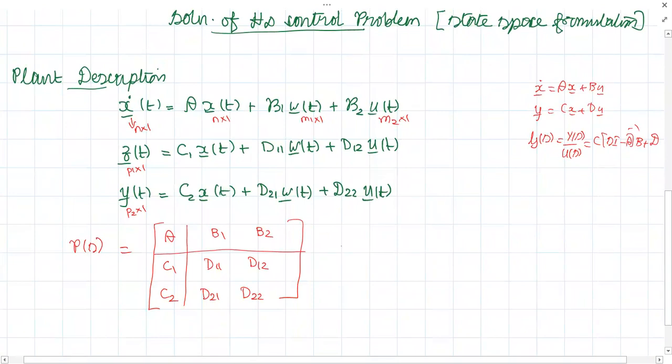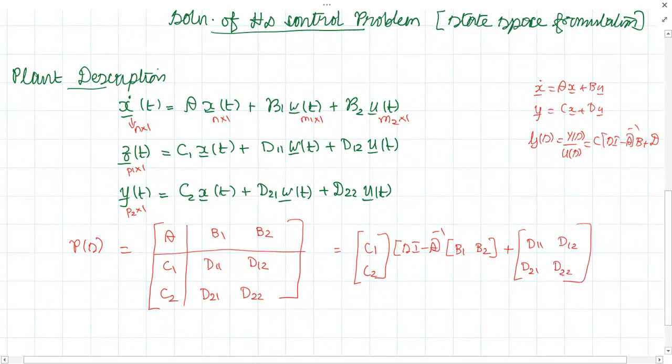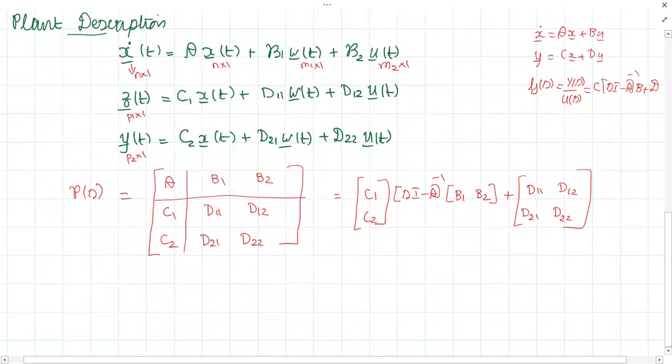Okay, so how can you find this in transfer function form? Instead of C, you have a column vector C1, C2, into (sI minus A) inverse, into B. What is B? B is a row, B1, B2, plus D. Instead of D, we have D11, D12, D21, D22. Okay. So if you do this operation, what happens?